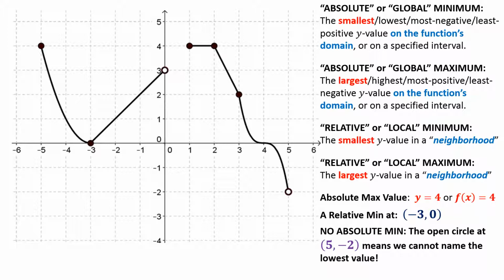And finally, what is our absolute minimum? Well, we don't have one here because this open circle at 5, -2 means we cannot name the lowest value. We know that -2 for y does not exist on this graph. We could say, well, maybe the lowest is -1.9, but what about -1.99? What about -1.999, and so on. So as many 9s as you want to give me, I can give you one more and get even lower, but we'll never be able to actually name the number that gives us that lowest value. So we say there's no absolute minimum on this graph.